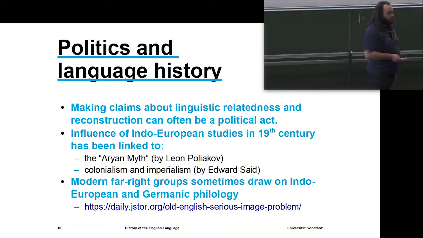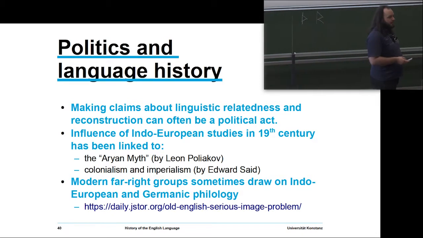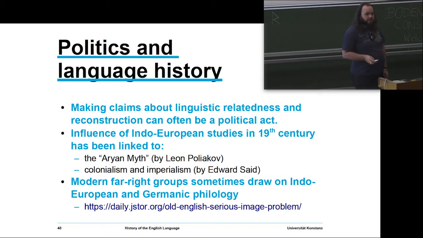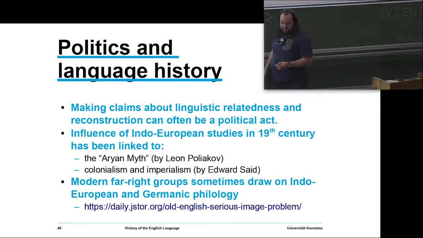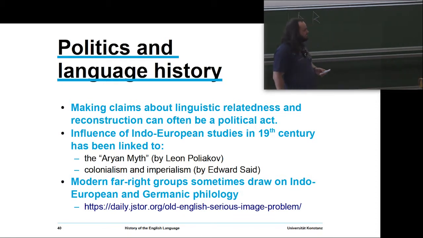We see this now as well. Modern far-right political groups quite like to draw upon ideas from Indo-European and Germanic philology to support their worldview. And there's a little article here if you want to read more about this and about the history of Old English studies and how it relates to questions of race, even questions of gender. This little article is quite a nice piece, quite a recent one as well.